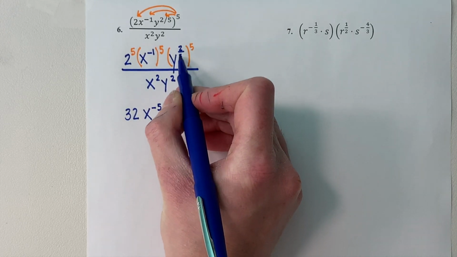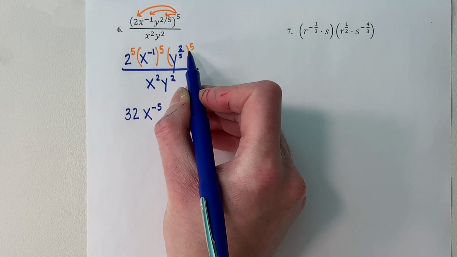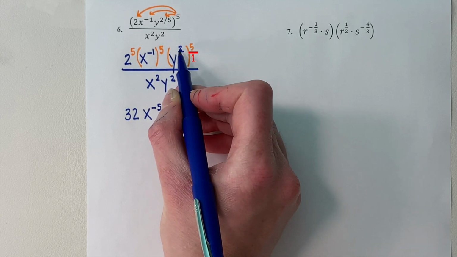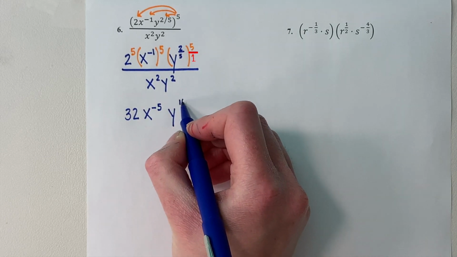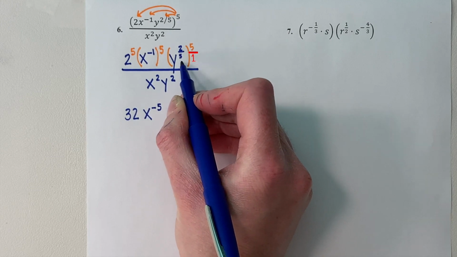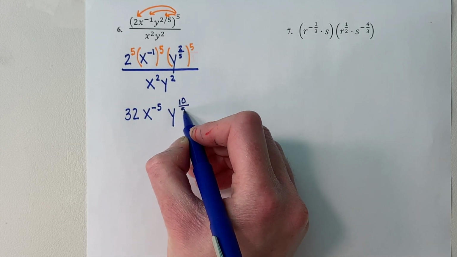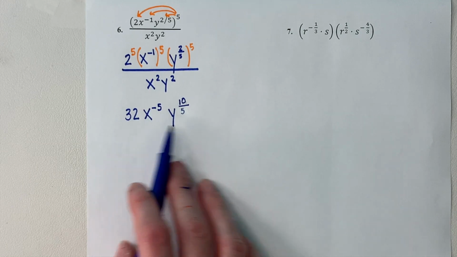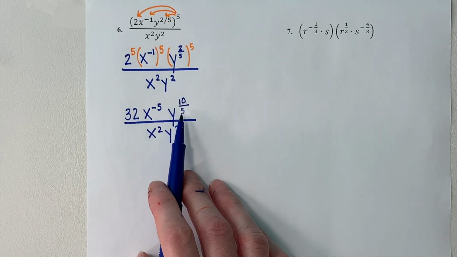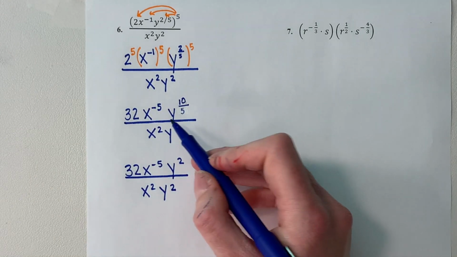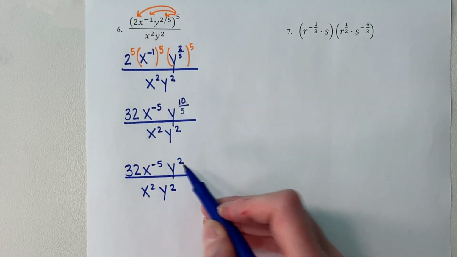And then when we multiply 2/5 times 5, we can picture this as 5 over 1. And then if we multiply the numerators, that'll give us 10. And if we multiply the denominators, 5 times 1 will give us 5. And then I'm going to keep bringing down the denominator. Now 10 divided by 5 gives us 2. So I've just rewritten y to the 10/5 as y squared.